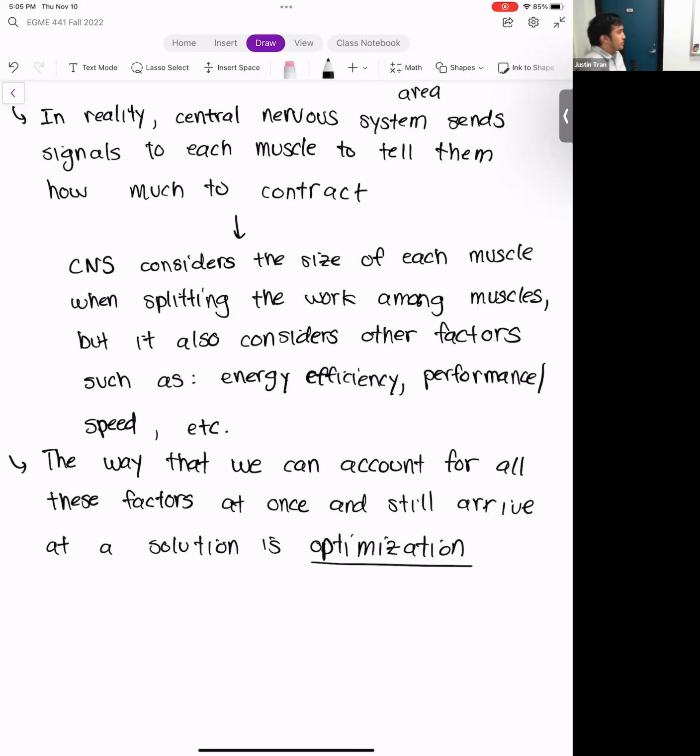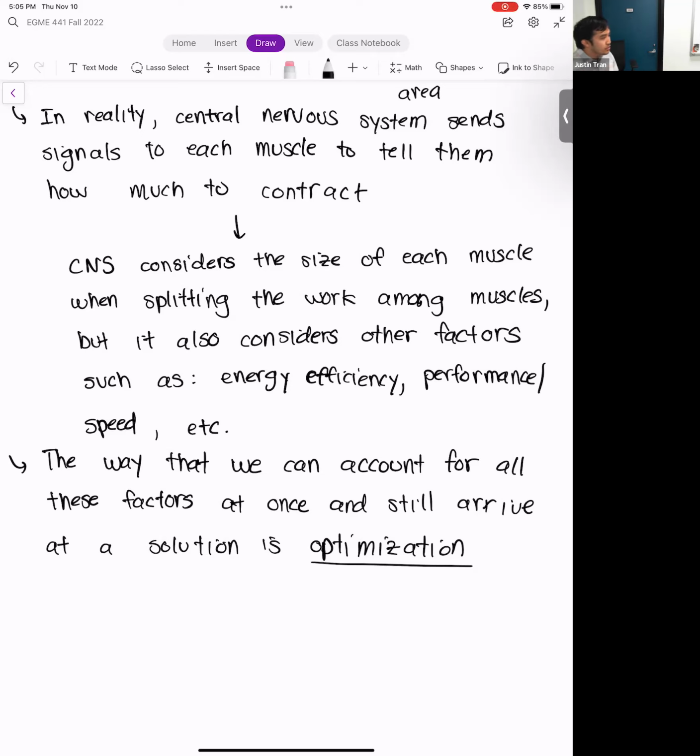So optimization is a very interesting subject. I think it's almost like a buzzword that people throw around. They want to optimize this, optimize that, find the optimal this. But when you talk about optimization in a mathematical sense, you're actually talking about something very specific.